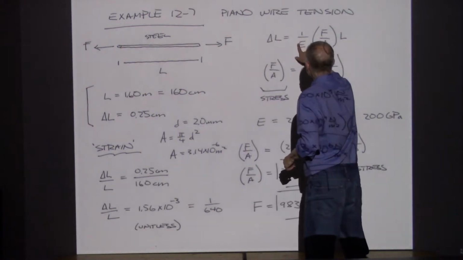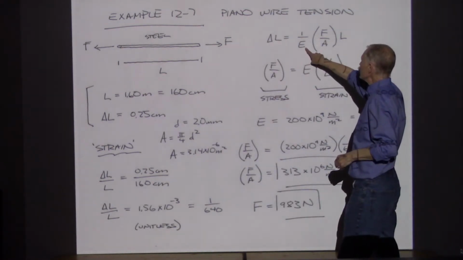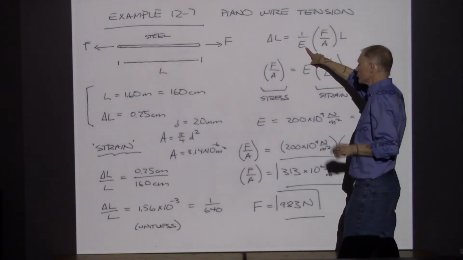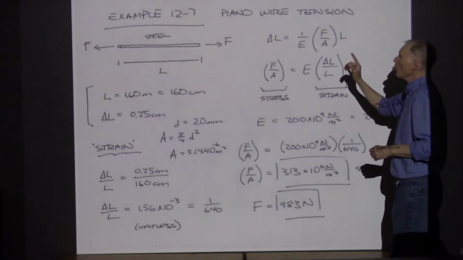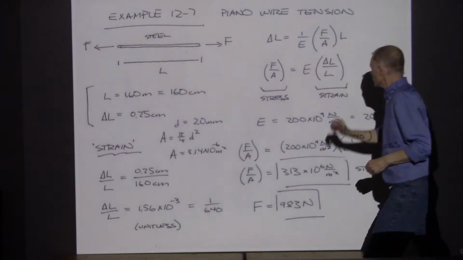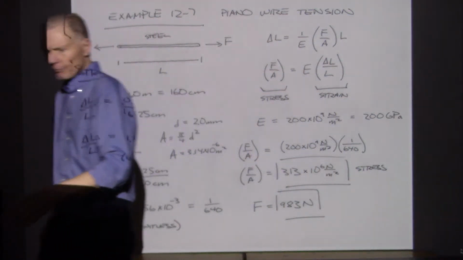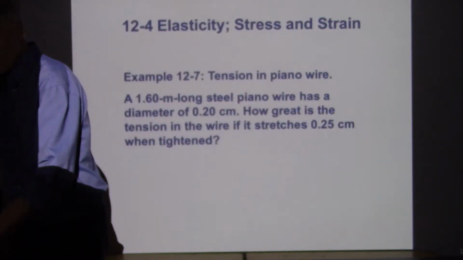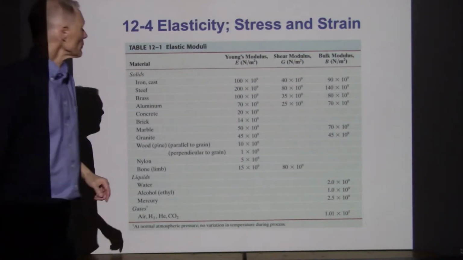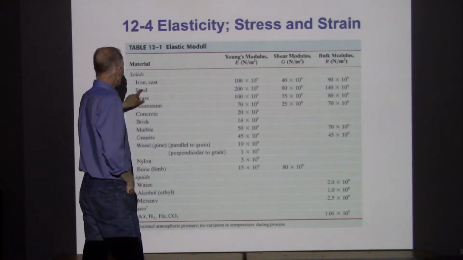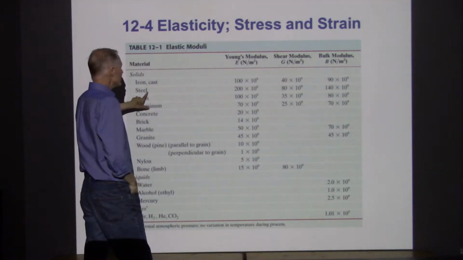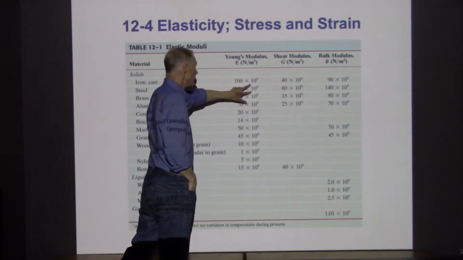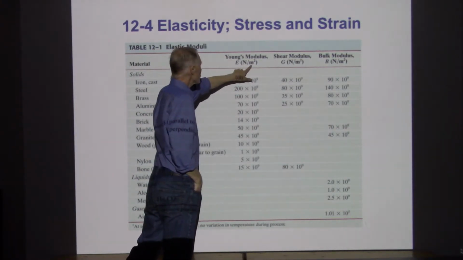Now here's the whole formula here that we wrote down. The delta L is 1 over, remember that's our proportionality constant. And for that, we looked that up for the material. This, we were told, is steel. So going back to the table that we looked at before, here is that table. And it says in the table that the elastic modulus for steel is 200 billion newtons per meter squared.